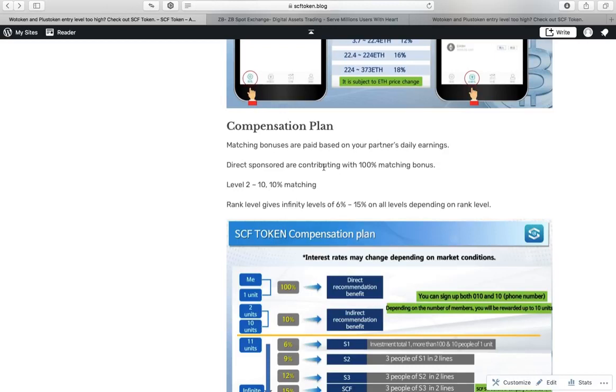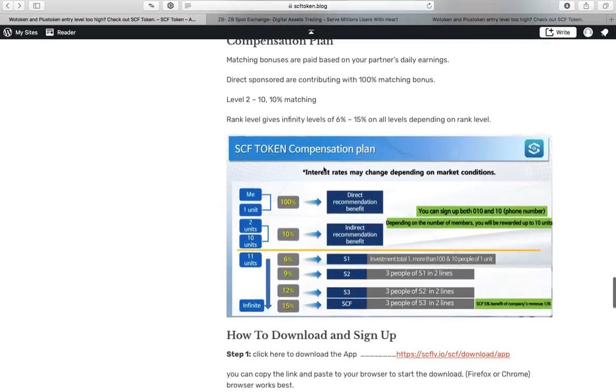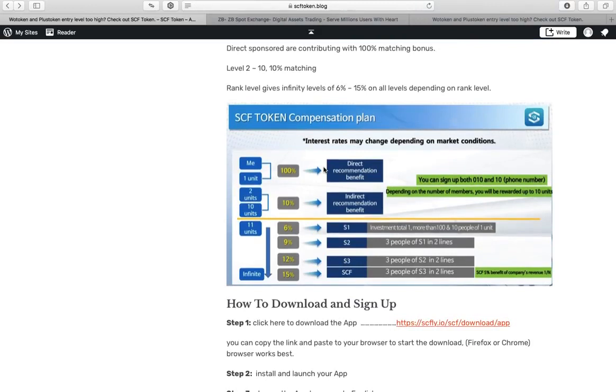And in order to qualify for those different levels, you have to have direct partners. So the more direct partners you have, the more levels you will unlock. You can also reach different ranks that will give you access to infinity levels. Infinite level down to all levels that are available in your structure. So you can unlock from 6 to 15% infinity bonus.